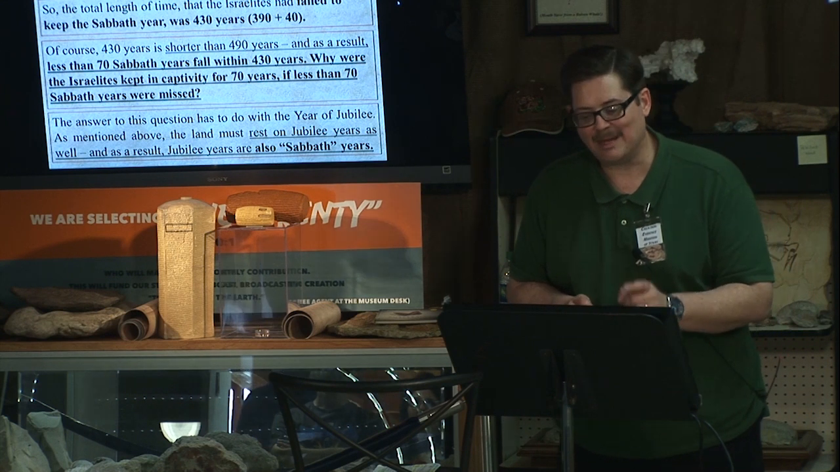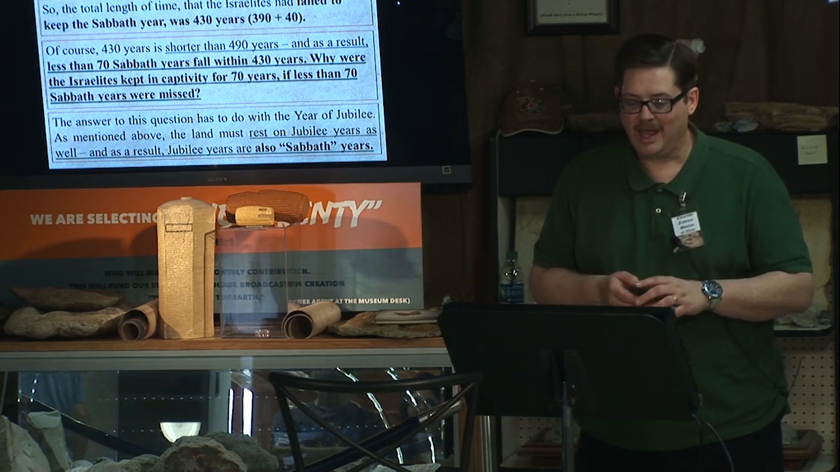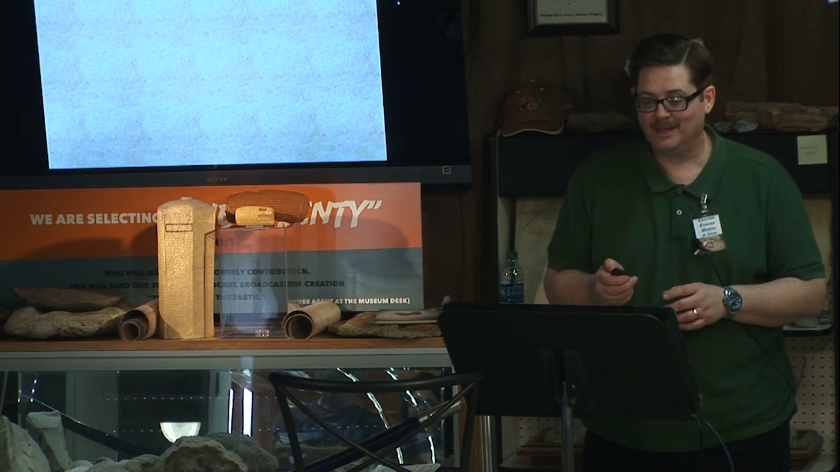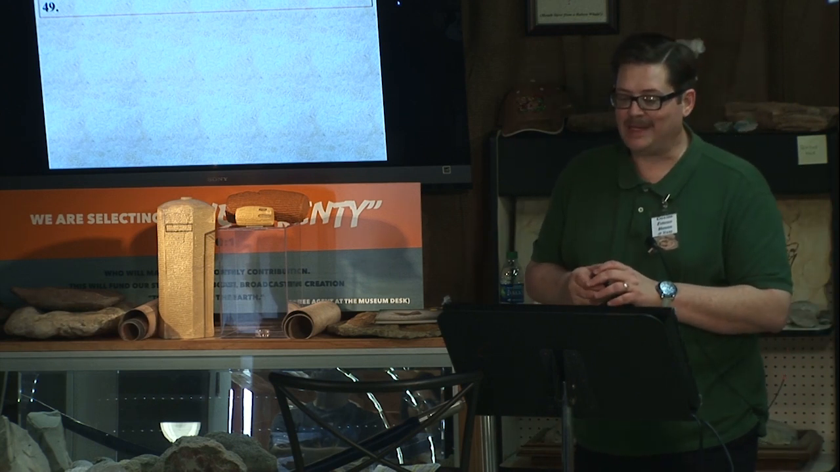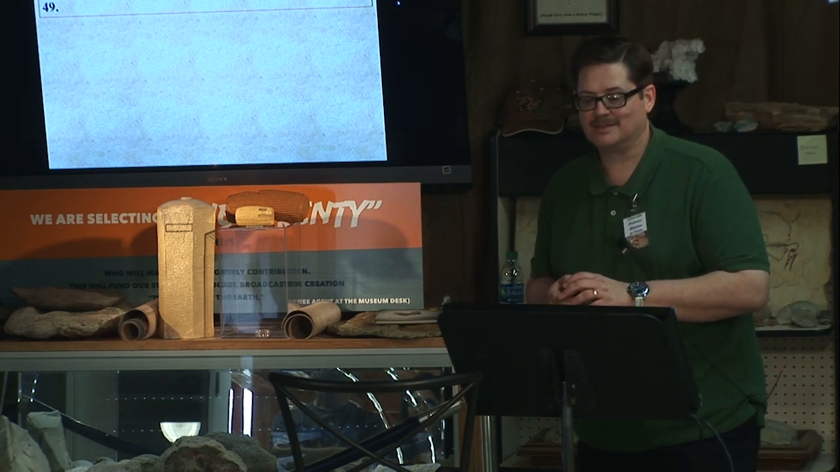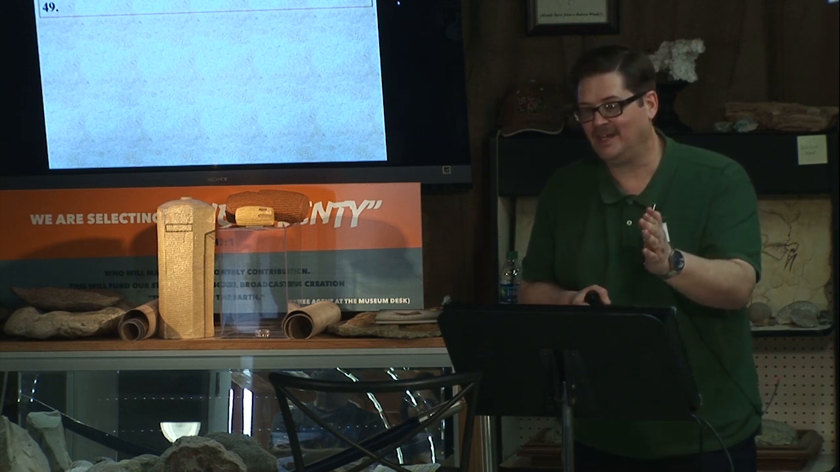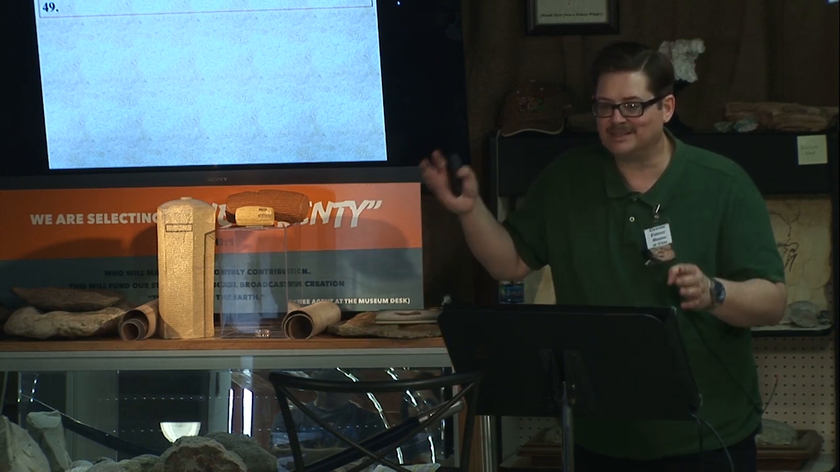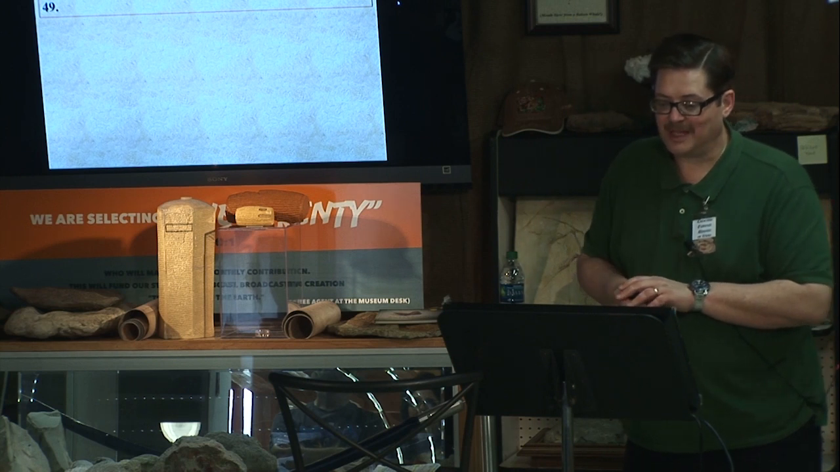As mentioned above, the land must rest on Jubilee years as well, every 50th year. And as a result, Jubilee years are also Sabbath years. Okay? During the course of 49 years, now stay with me here, there will be 8 years in which the land must rest. The first year, which is the Jubilee year, so that's year 50. And then there are going to be 7 sevens after that. Right? So 1 plus 7 sevens is going to be 8. So the following years will be years of rest.